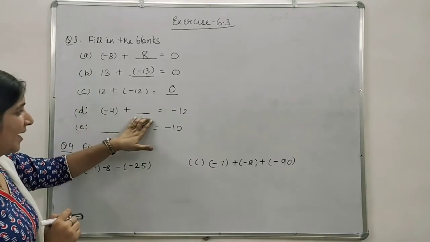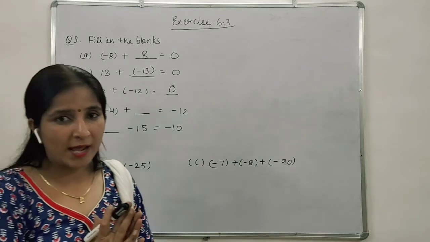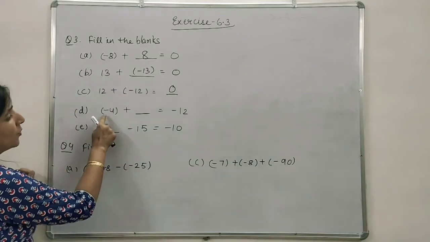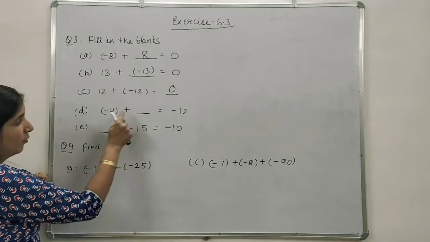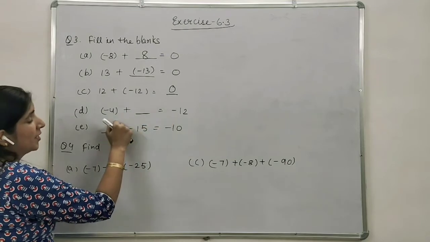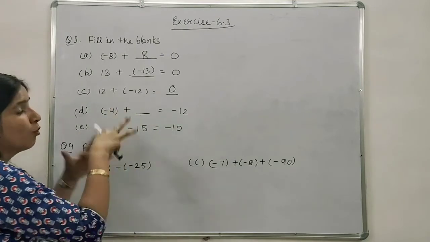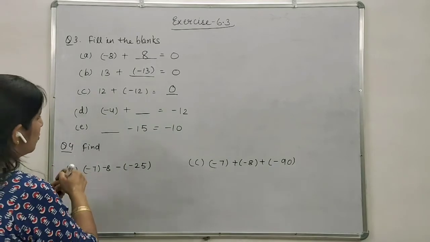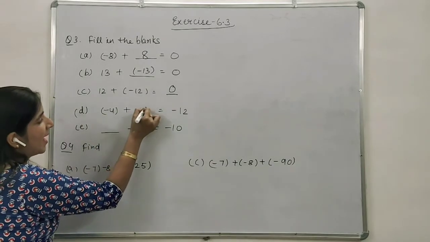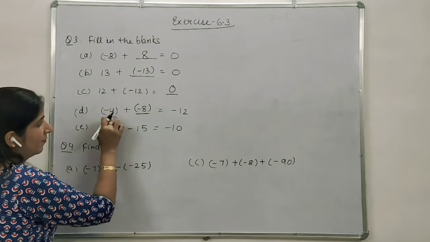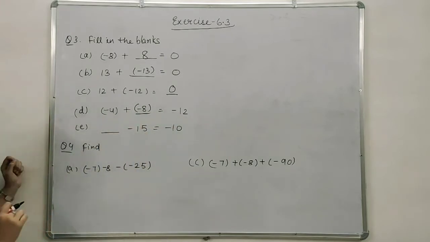What will we add to this to get minus 12? So we need to increase the negative number. How can we increase it? We can increase the negativity by adding more negatives. So what will we add here? We will add 8 more negative numbers to make it minus 12.